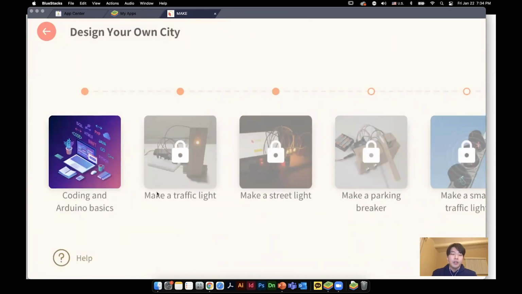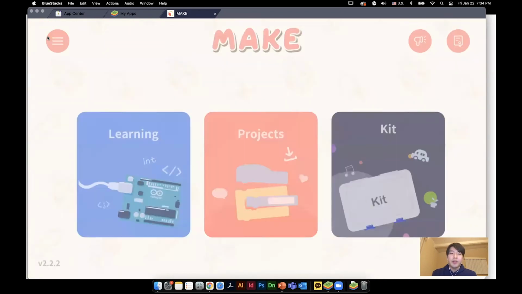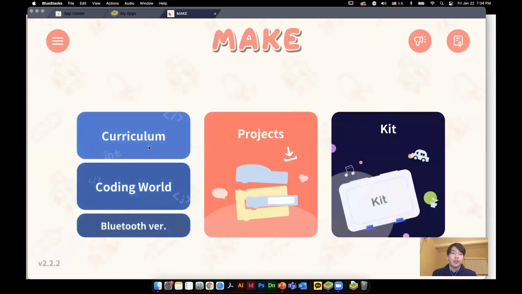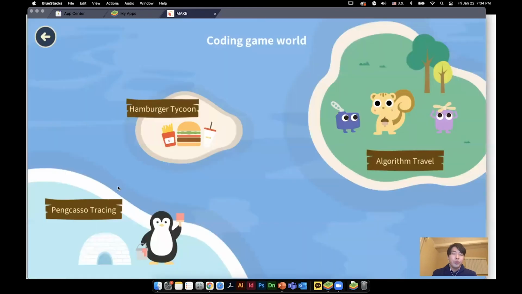And if you have typed in your class code, you should be able to do make a traffic light. So that's the first thing we're going to be doing. So read through this as well, okay? Now, another thing I want to show you is this. If you go to learning, not curriculum, but if you go to the coding world, there are some number of games.